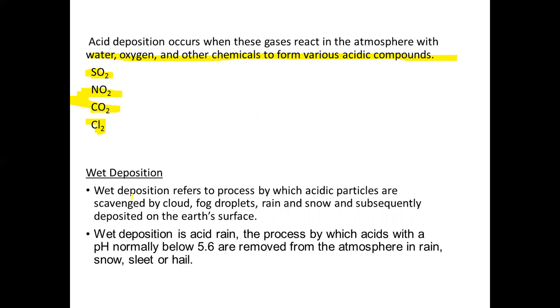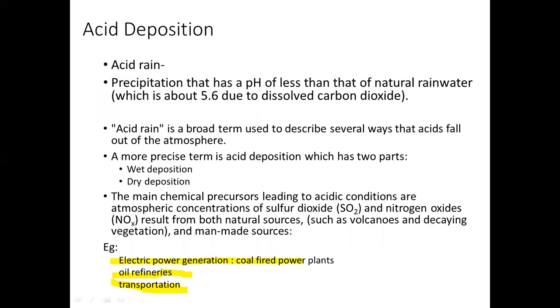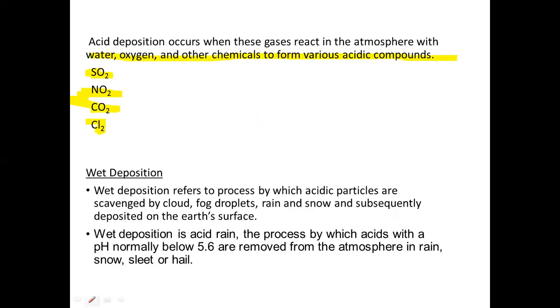So we can categorize acid deposition as wet deposition and dry deposition. But let's see what wet deposition is. Wet deposition refers to the process by which acid particles are scavenged by cloud and fog droplets, rain and snow, and subsequently deposited on the Earth's surface.